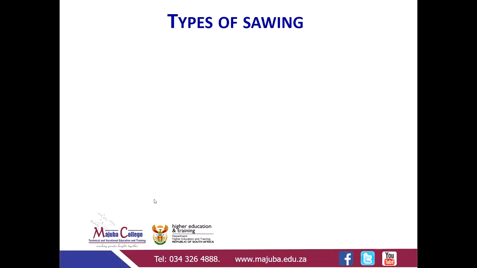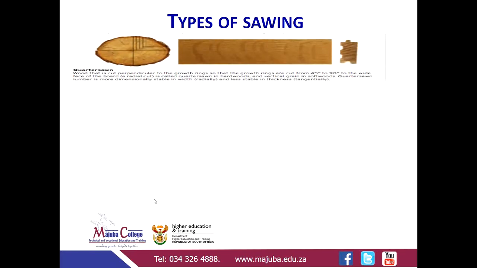Types of sawing. When timber is sawn in the sawmill, they use three types of sawing. We've got quarter sawing. Quarter sawing is mostly used when manufacturing buttons, or when the thickness is tangential. The grains will be like this. If you look at your picture here, follow my slide. They are your grains, which means when you put in your screw or nail, it will be perpendicular to the grains, giving it a high resistance to pull out.